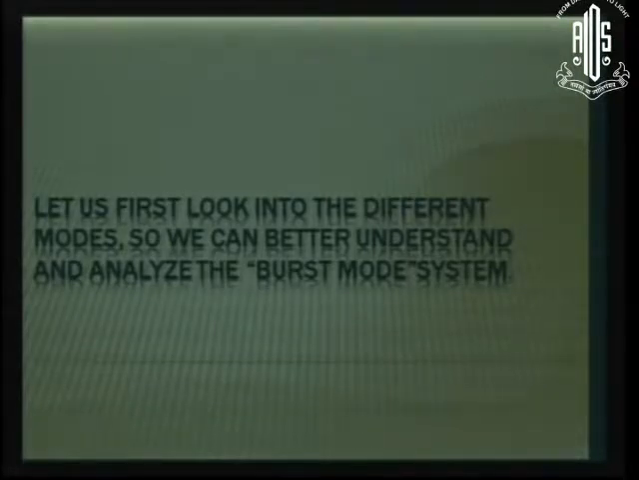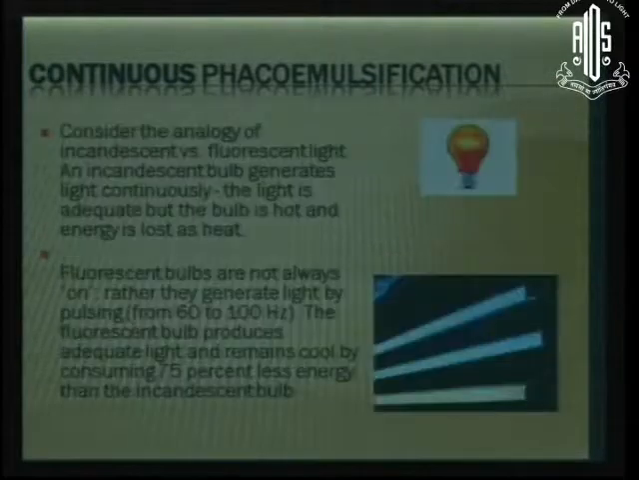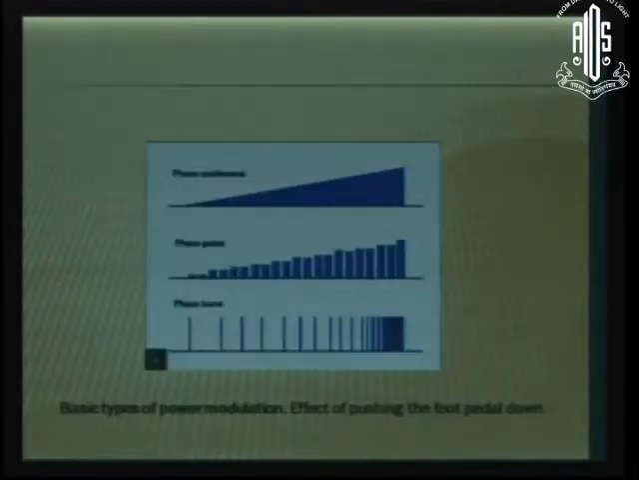First, so we understand what we are talking about, I'm going to analyze what we call burst mode. One is continuous phaco. We are not going to talk about that. In continuous phaco, what does it do? It's like an ordinary electric bulb as compared to a tube light. A tube light generates the same amount of light, but it doesn't generate heat, remains cool, consumes 75% less power. The same systems work when we use either a continuous, a pulse, or a burst mode.